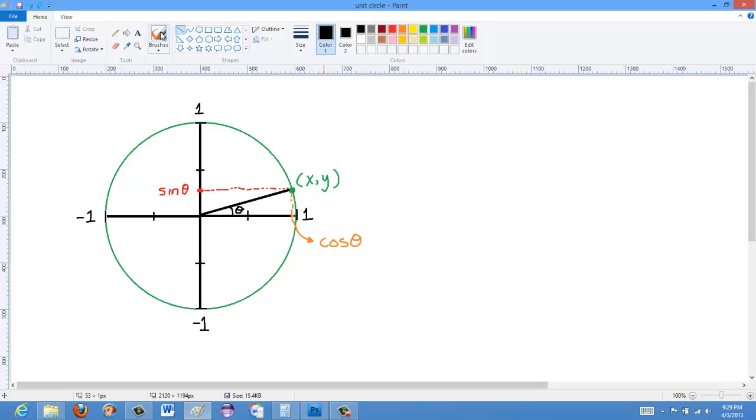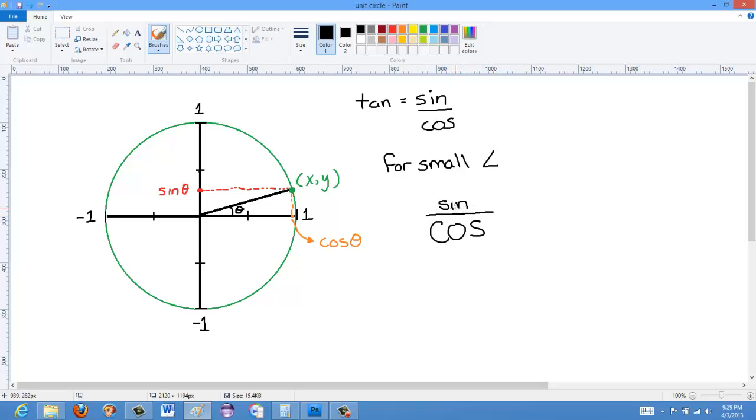A lot of people also ask me, well, what about tangent? Now tan can also be defined as the ratio of sine divided by cos. So for small angles, we'd have a relatively large cos, so I'm going to write it big, and a relatively small sine. So what we have is something small divided by something very large, and what that means is we get a very small tangent.